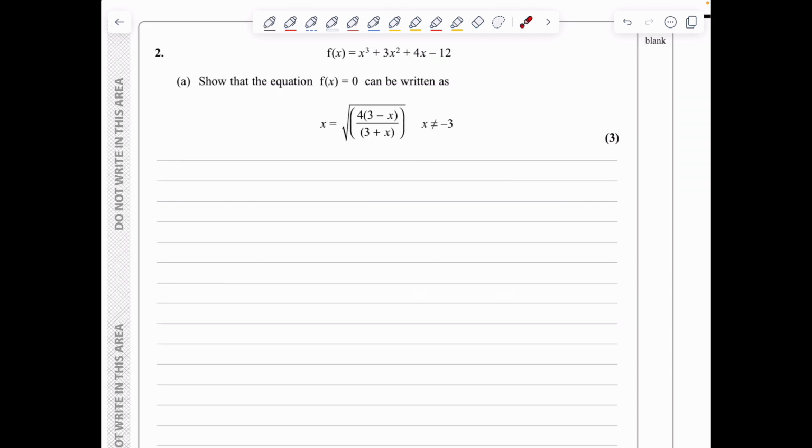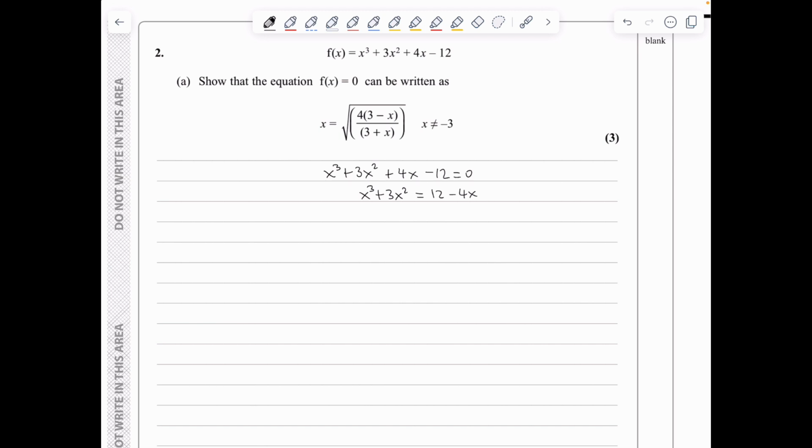In question 2a, we need to show that the equation f(x) = 0, where f(x) is defined to be the cubic here, can be written in this form. So obviously I'll have to start with x³ + 3x² + 4x − 12 = 0. And I need to come up with a rearrangement that will take me to the printed answer here. Well, the first thing to do is keep the x³ + 3x² on the left hand side and move the 4x − 12 to the right hand side. So this is equal to 12 − 4x.